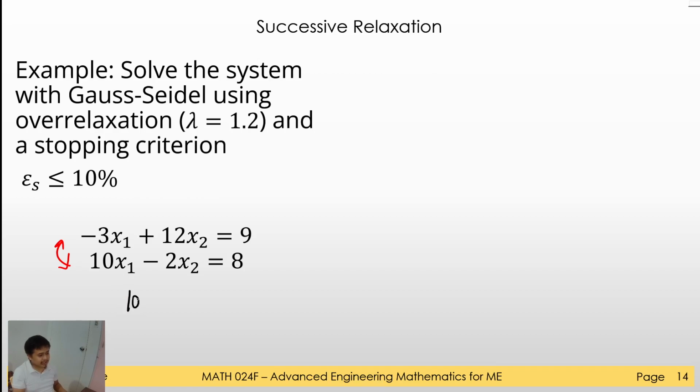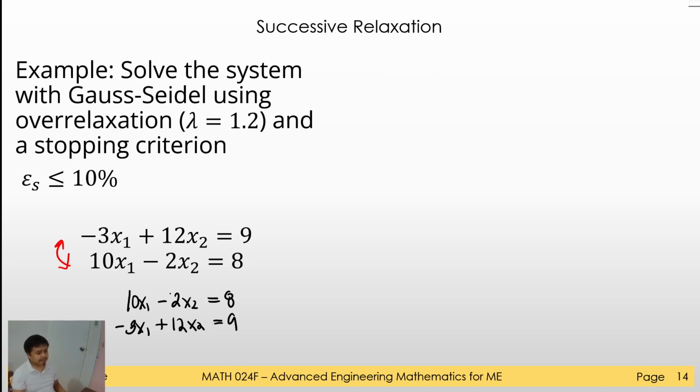So this will become 10x1 minus 2x2 is equal to 8. And then we have 3x1 plus 12x2. Sorry, this should be negative, 12x2 is equal to 9. As you can see, comparing this to the other elements of the row, 10 is greater than or equal to the positive 2, and 12 is greater than or equal to 3. So it is already diagonally dominant. We can guarantee the solution.